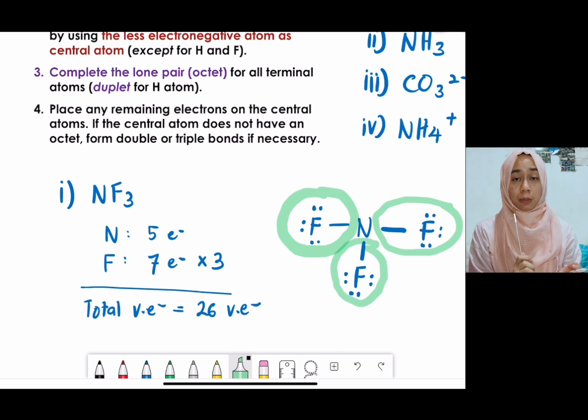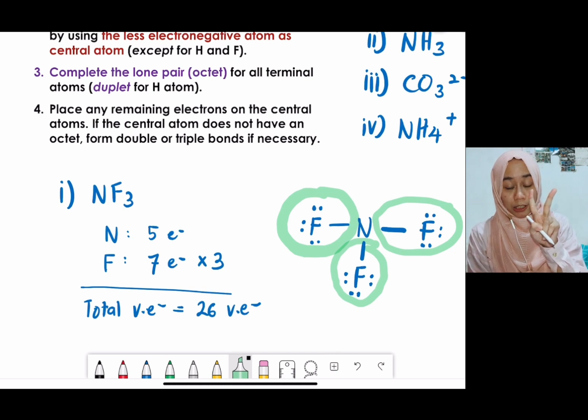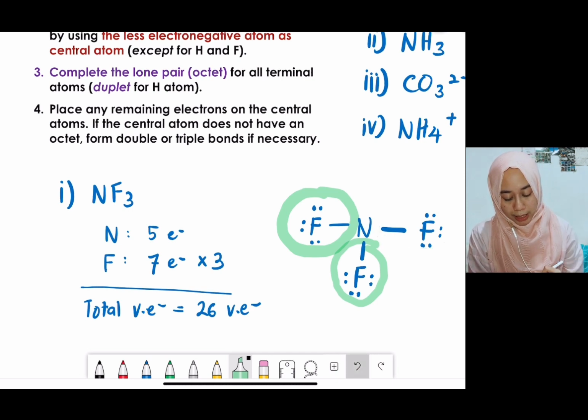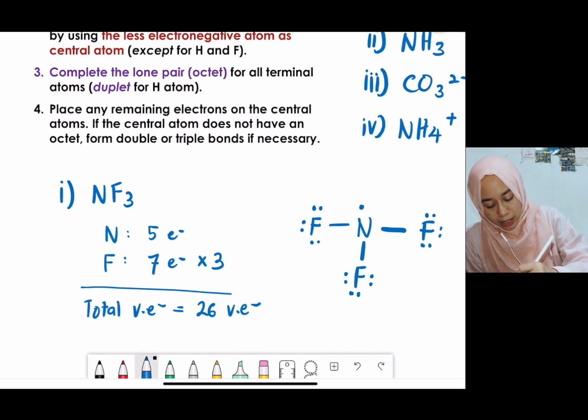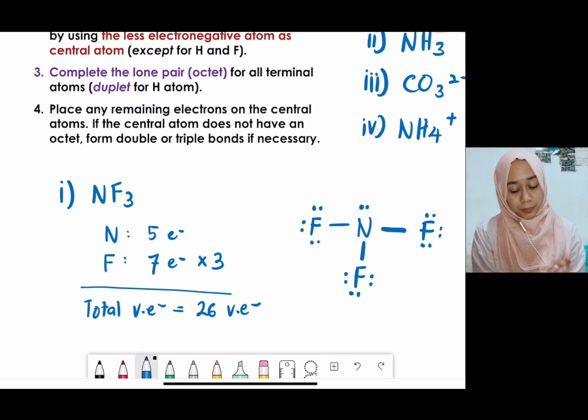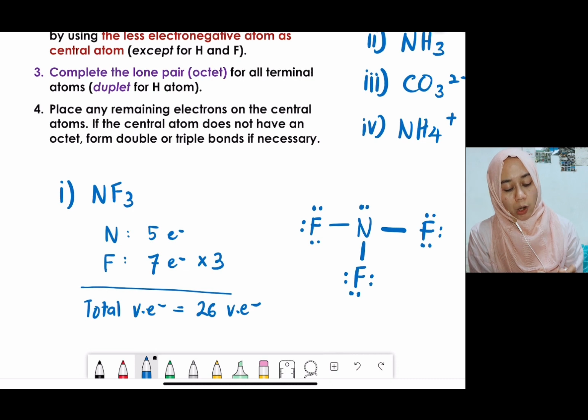Okay, ada 26. So, ada baki lagi 2 elektron kan? So, 2 elektron tu kita kena letak dekat nitrogen then. Okay. So, dia akan jadi lone pair lah dekat situ. Okay. And then baru kita baca ayat kedua dekat step 4 tu. So, if the central atom does not have an octet, form double or triple bond if necessary. Okay, so now kita check pula nitrogen. Adakah dia dah mencapai octet ataupun belum?